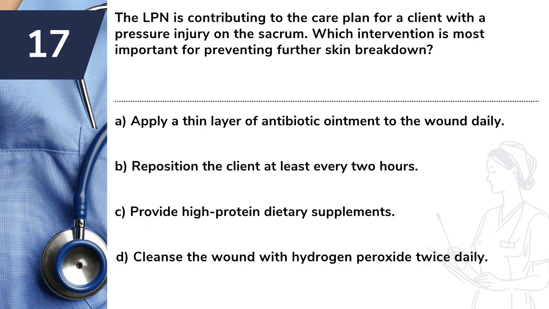Question 17. The LPN is contributing to the care plan for a client with a pressure injury on the sacrum. Which intervention is most important for preventing further skin breakdown? A. Apply a thin layer of antibiotic ointment to the wound daily. B. Reposition the client at least every 2 hours. C. Provide high-protein dietary supplements. D. Cleanse the wound with hydrogen peroxide twice daily.